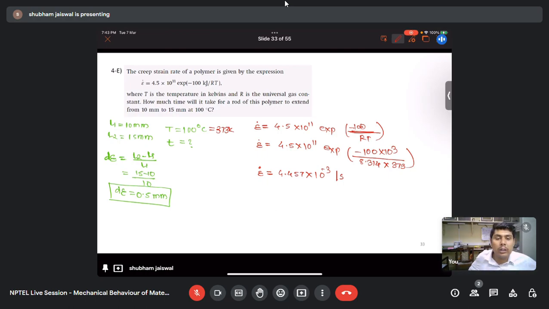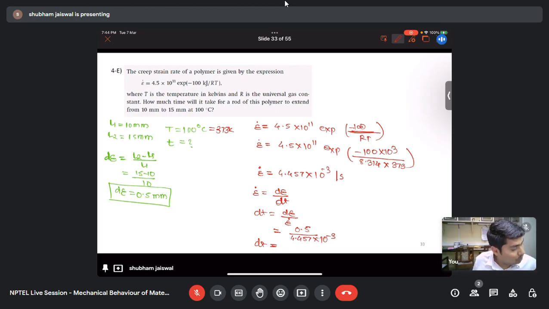So this is the value of strain rate, and strain rate is nothing but del epsilon upon dt, which is strain per unit time. We know the value of strain and the strain rate, so we can easily calculate dt, the time taken by this polymer rod to extend from 10 to 15 mm. So dt is equal to del epsilon upon epsilon dot, which is 0.5 divided by 4.457 into 10 to the power minus 3. So dt comes somewhere around how much?